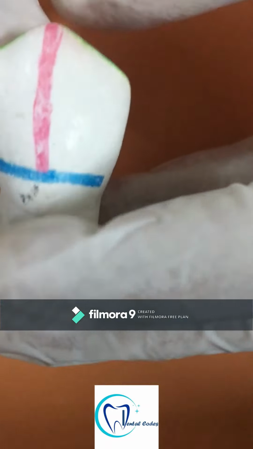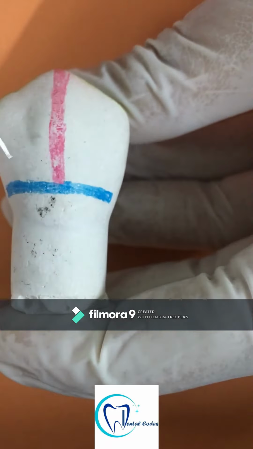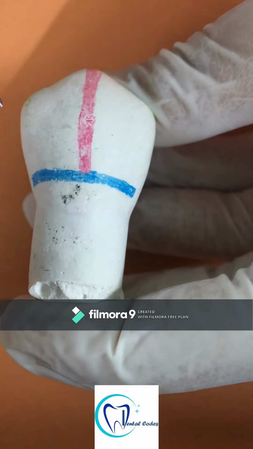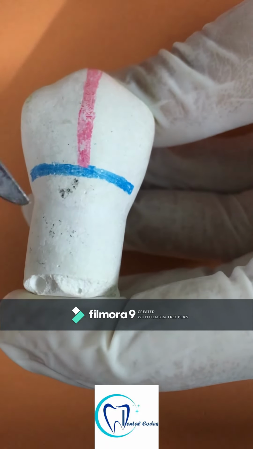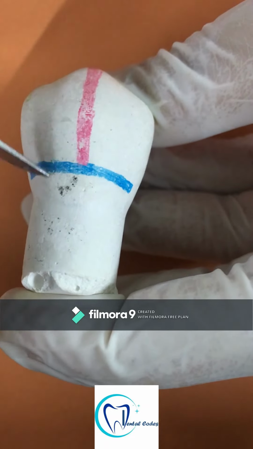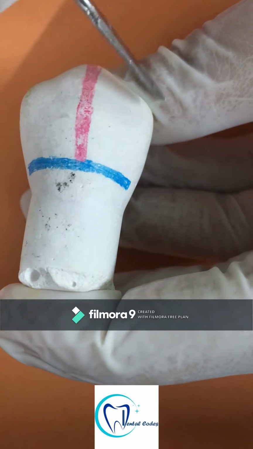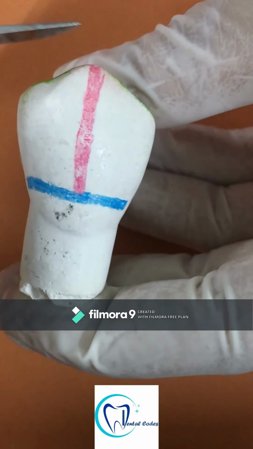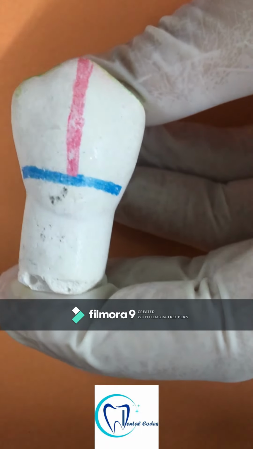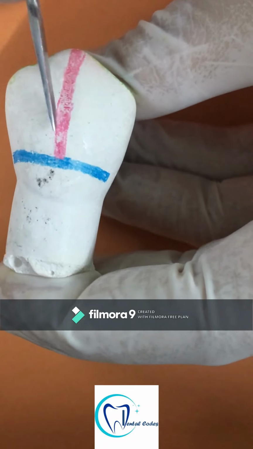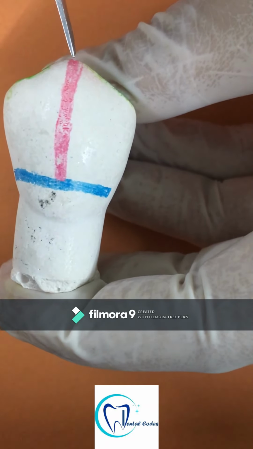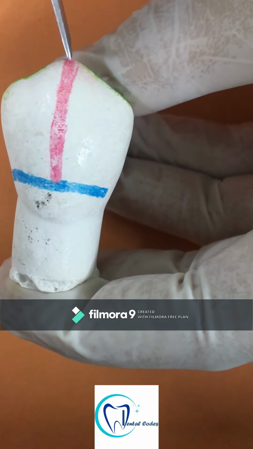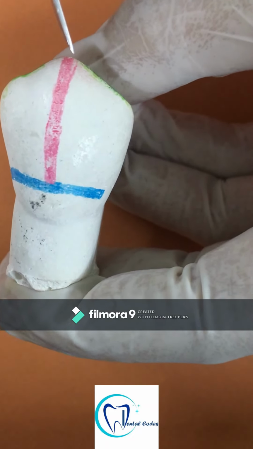Now starting with the buccal aspect, as we know that the buccal aspect is roughly trapezoidal in shape. It is circumscribed cervically by the cervical line, mesially and distally by the mesial outline and the distal outline, and occlusally by the mesial cusp lobe and the distal cusp lobe. Also, there is a prominence on the buccal aspect which is known as the buccal ridge. That is because of the overdeveloped mid-buccal lobe.